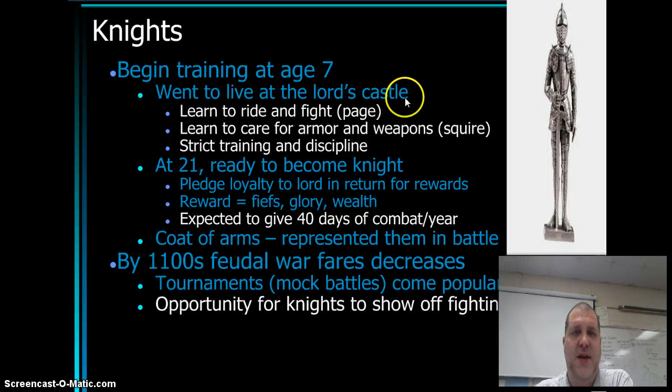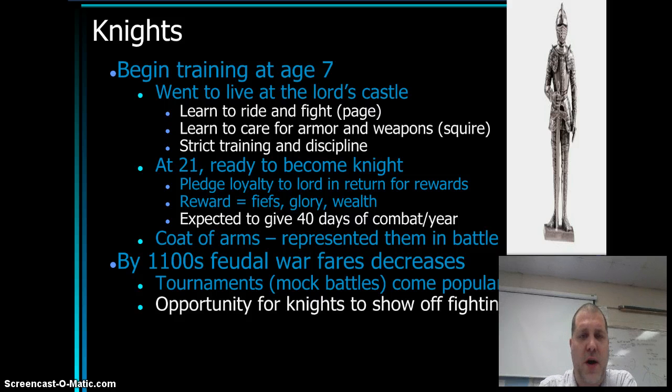Knights are going to begin their training at the age of 7. They went to live at the lord's castle, and they would basically do the grunt work of the time period. You learn to ride and fight. For some of you guys who have ever seen The Sword in the Stone, this would be where he gets off and starts learning how to do everything.